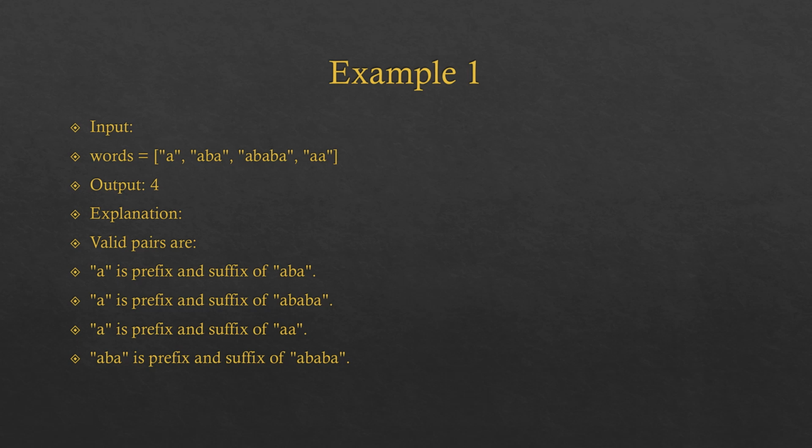Let's look at an example. Suppose we have the array of words: a, aba, ababa, aa. Now we need to find how many pairs satisfy the condition. The valid pairs are: a is a suffix and prefix of aba. a is a prefix and suffix of ababa. a is a prefix and suffix of aa, and aba is a prefix and suffix of ababa.